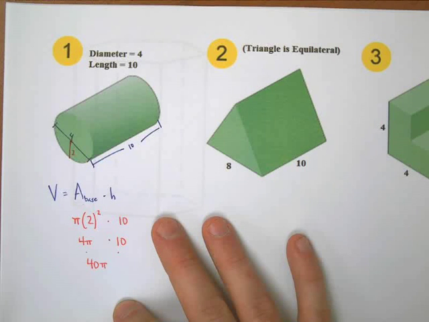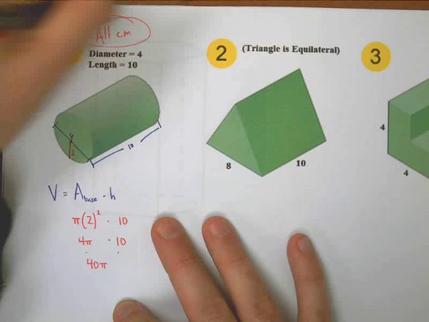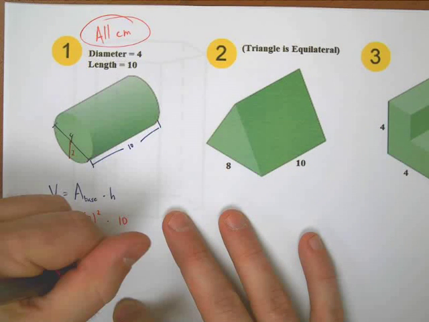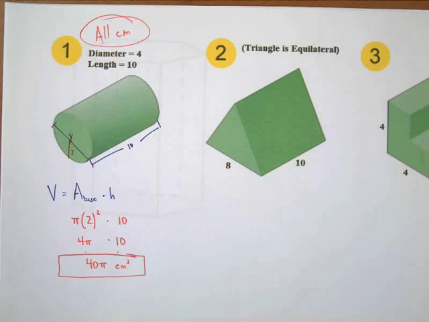I don't know what my units are. It'd be cubic. Let's say everything on this page is centimeters, okay? All centimeters. There we go. Now we have units to use. That means I'm going to have cubic centimeters for my units of the answer, right?